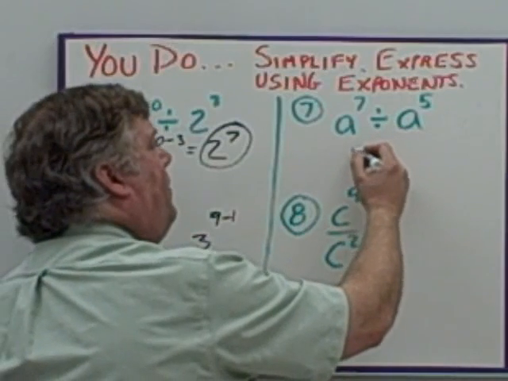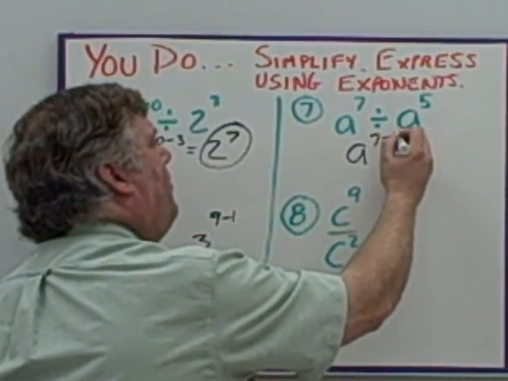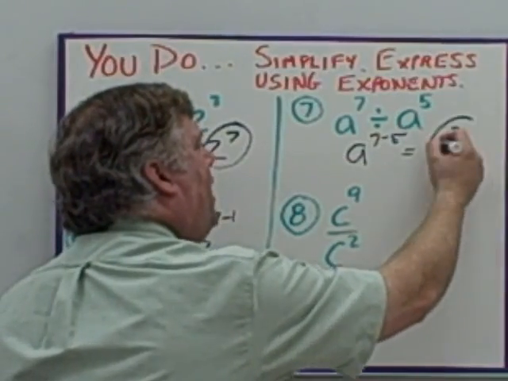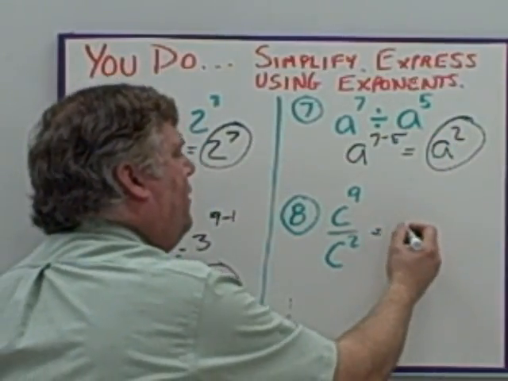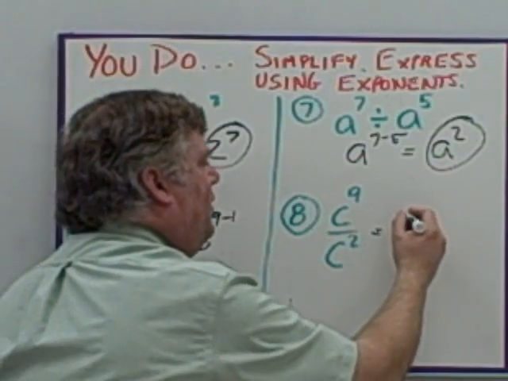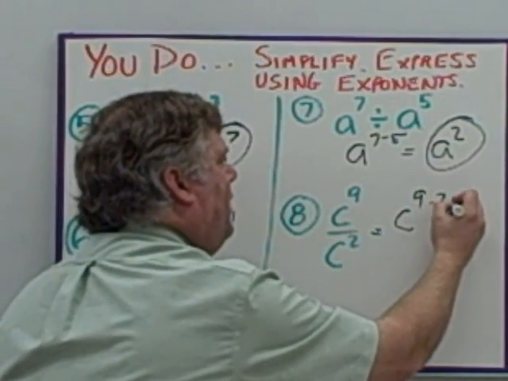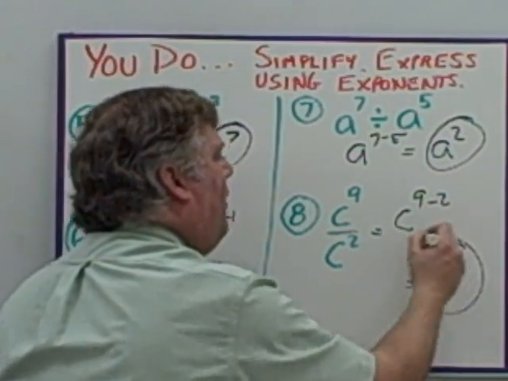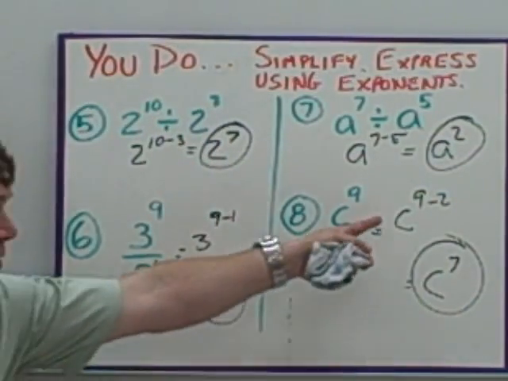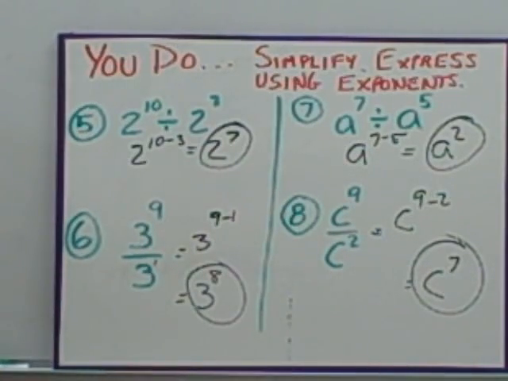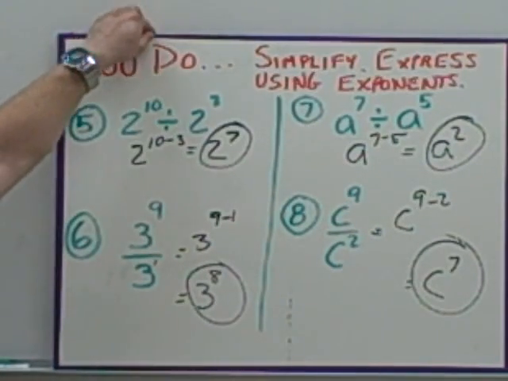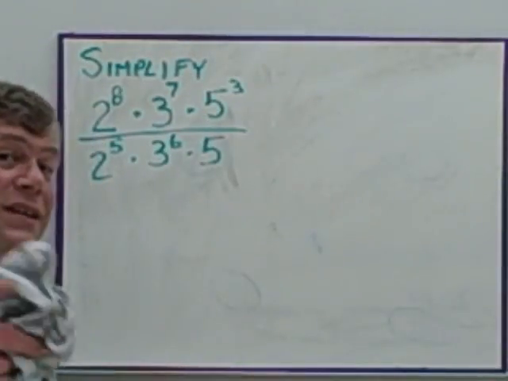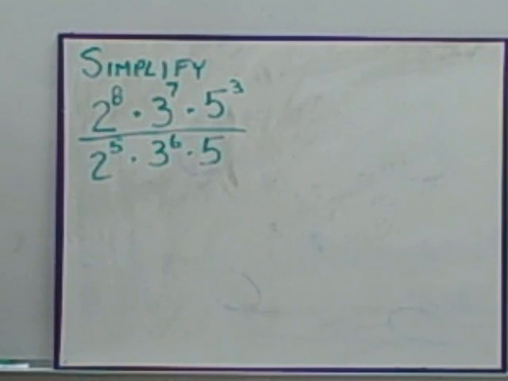A to the 7th divided by a to the 5th would be a to the 7 minus 5, which is going to be a squared for our final answer there. Here we have c to the 9th, c squared. This is c to the 9 minus 2, which is going to be equal to c to the 7th power. This would be showing your work. So if you're asked to show work, showing that subtraction in between is showing your work for that step. Just like showing the addition will be showing your work for multiplication.